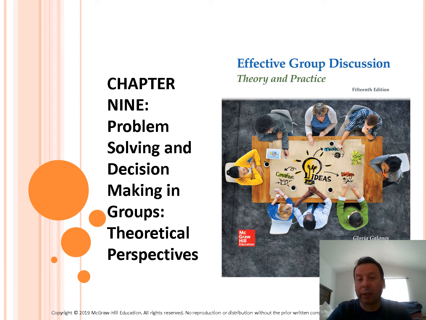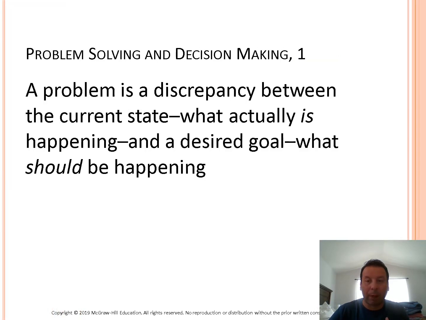Today, we're going to discuss Chapter 9 in Effective Group Discussion Theory and Practice. Chapter 9 is Problem Solving and Decision Making in Groups, Theoretical Perspectives. And just if you're looking at the book, I'm looking at the ebook here. I'm on page 227. Okay. So, starting off on page 227, as we move on, it gives you the objectives. One of the things that we start off in problem solving and decision making is understanding what a problem is.